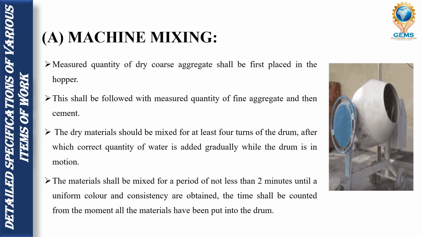Then after mixing, we need to add some quantity of water, okay. Then the material shall be mixed for a period of not less than 2 minutes until a uniform color and consistency for concrete is obtained, okay. If we have to mix by using machine mixing, first we add the coarse aggregate, fine aggregate, after that cement, after that we mix it, after that we add the water, okay, so that we can get the correct consistency. Then the time shall be counted from the moment all the materials have been put into the drum, okay. This is about machine mixing, sir. By this procedure only we do machine mixing, okay.